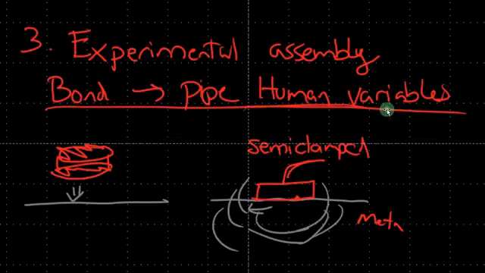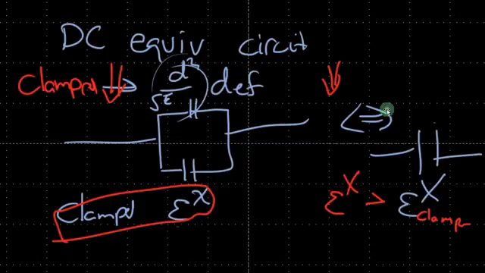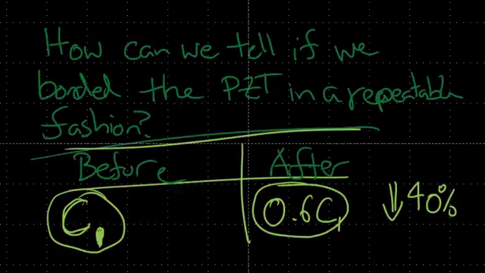Experimental assembly: if you clamp a piezo or if you bond it, the capacitance is going to reduce, due to the decrease of the motional contribution to our capacitance from the deformation, because the material will feel stiffer when you apply an electric field. It won't deform as much. So how can we tell if the bonded PZT is bonded in a repeatable manner?